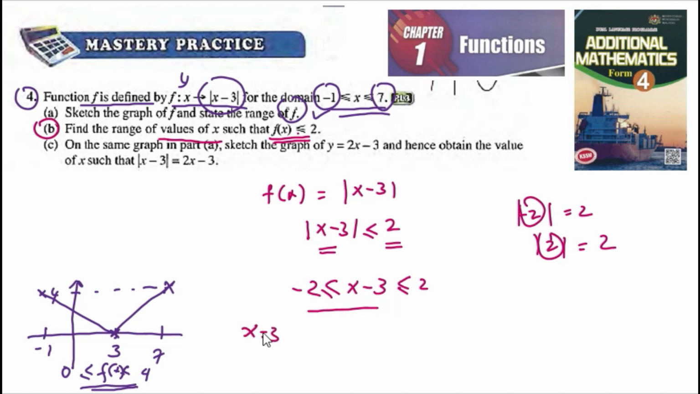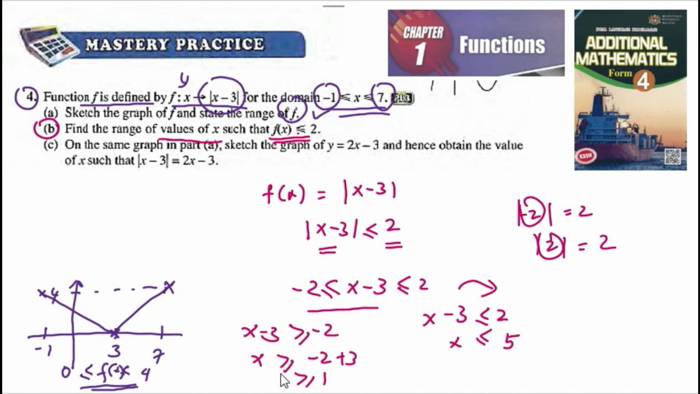So x − 3 is larger than negative 2. So x is larger than negative 2 plus 3, x is larger than 1. In this case, x − 3 is smaller than 2, so x is smaller than 2 plus 3, which is 5. So we can see that x is larger than 1 and x is smaller than 5. So x is in between 1 and 5.